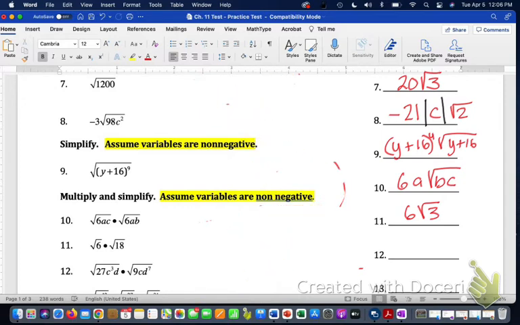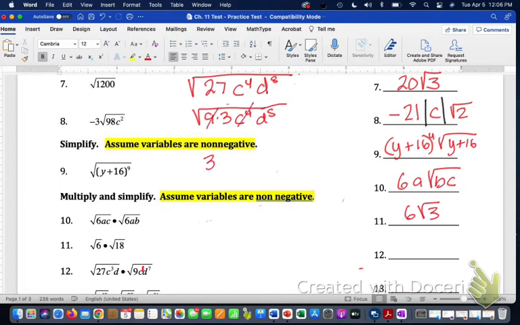Okay, let's go on to the next one. Next one is the square root of 27 c to the third. Altogether, I've c to the fourth and d to the 8th. So I'm breaking down 27 to 9 times 3, c to the 4th, d to the 8th. I can pull out c squared. I can pull out a d to the 4th. And what stays under the radical is 3.